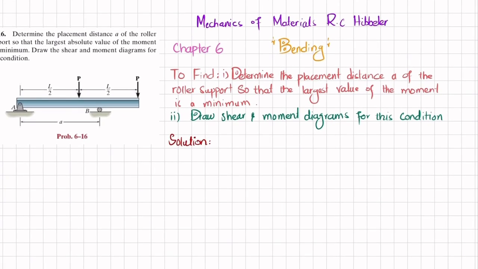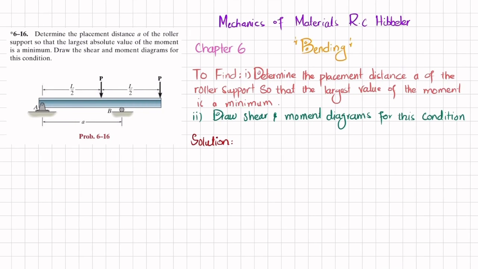So you can see this is the overhanging beam. Clear, there is a roller support at point B and there is a pin support at point A, and two concentrated loads at a length of L by 2 and at a length of L from point A. Clear? And the condition given is that you have to find the placement of roller support B. You have to find this A for the condition that the largest absolute value of moment is minimum. So let's start with the solution.